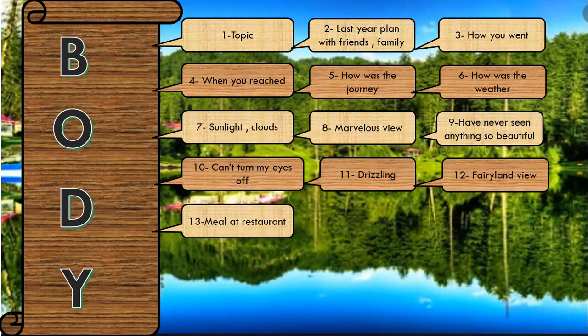Then we had a tasty meal at a restaurant. You can write it like this: we all felt hungry and we decided to have lunch at a restaurant, right? Then, since this visit is about the Murree Hill Station, we can discuss this point also, that at night we went to the Mall Road, which is a very famous road of Murree.